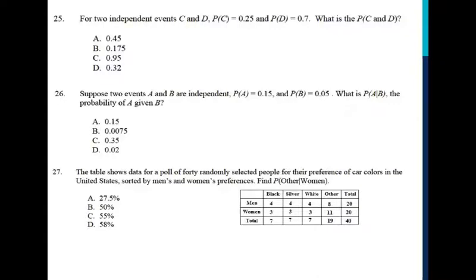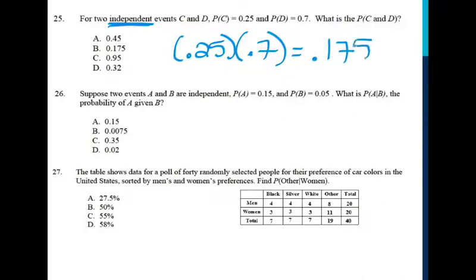For 25, for 2 independent events, C and D, the probability of C is 0.25. The probability of D is 0.7. What's the probability of C and D? So since these are independent events, that's the key word right there, since they're independent, you can multiply the two probabilities together. So I have 0.25 times 0.7 is 0.175, which is letter B.